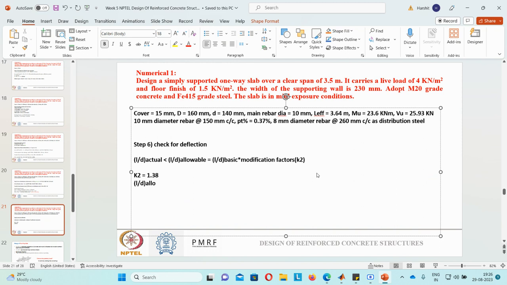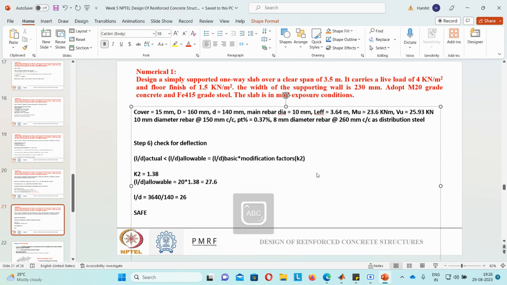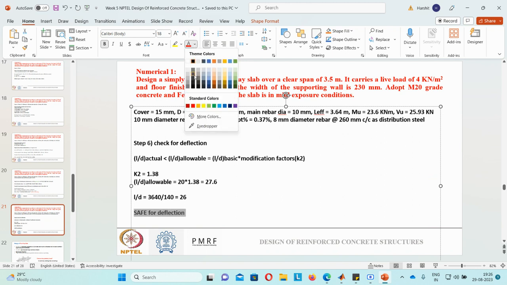Based on this, my L by D allowable will be L by D basic. What is my L by D basic? 20 for a simply supported slab, into 1.38. So this value will come out to be 27.6. And what we actually provided: the effective length is 3640 divided by 140. My D is 140. So it will come out to be around 26. So my L by D actual is less than L by D allowable, so we are safe for deflection also. So this is the check for deflection that we did.